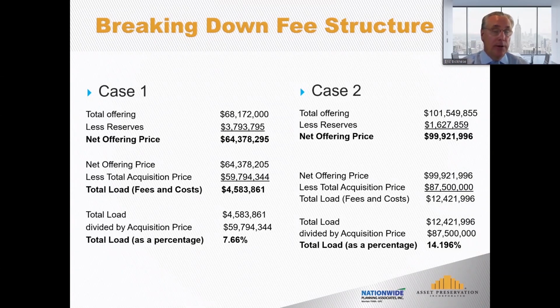This is where you rely on your advisor to vet these deals and help you to see how that would work. You know, you look at a less expensive property here with a much higher reserve cap. There's different reasons for that, and there's a lot more that goes into vetting a deal, but just pointing it out. So looking here, your net offering amount after you back out those reserves minus your total acquisition price. Now here's your total load, and then you divide that by your acquisition price, and you got 14.196%.